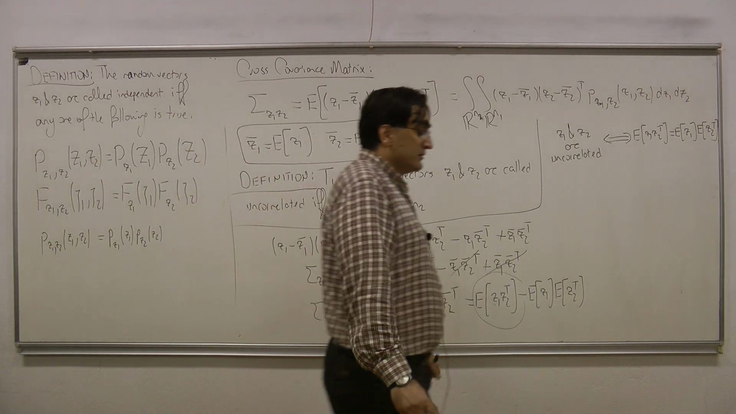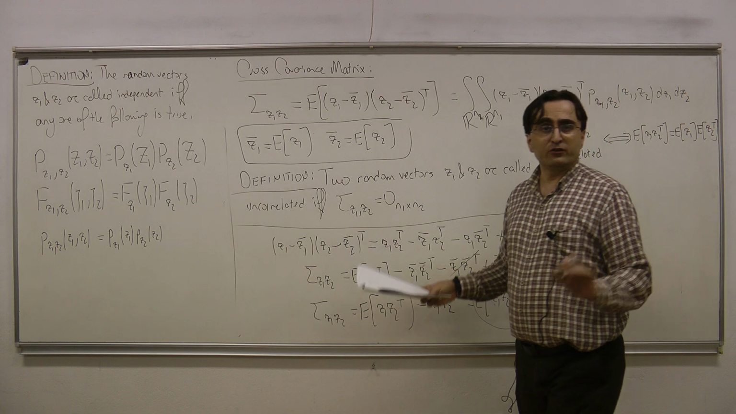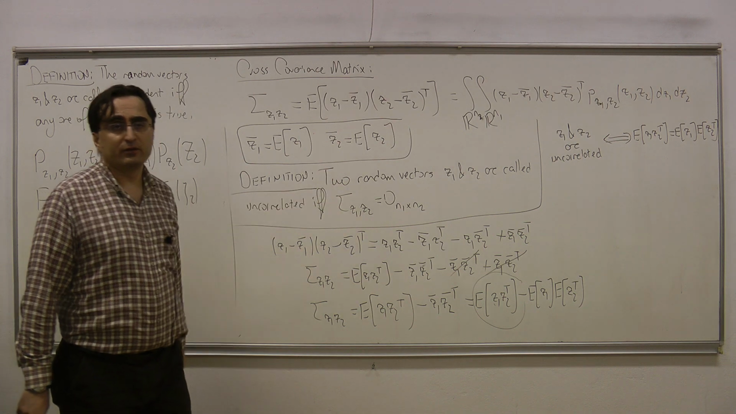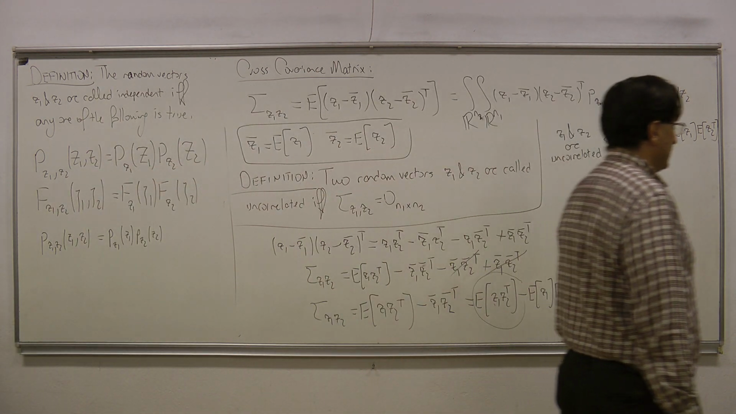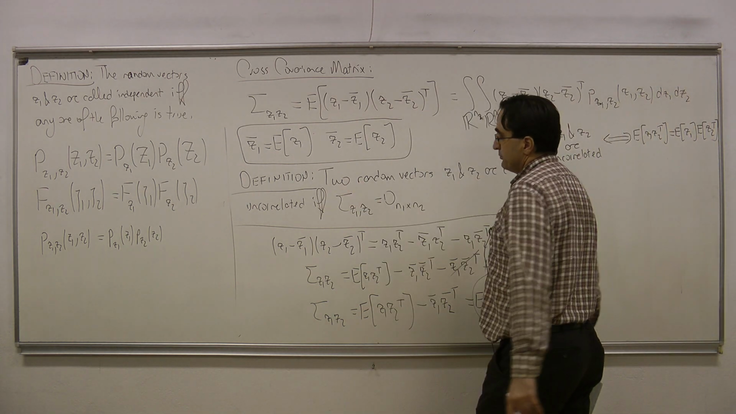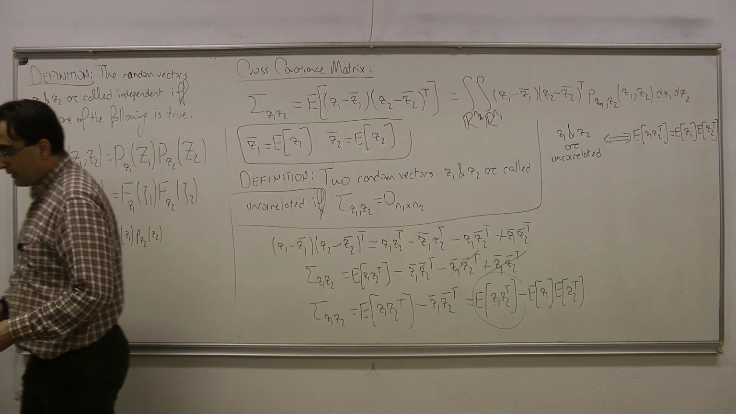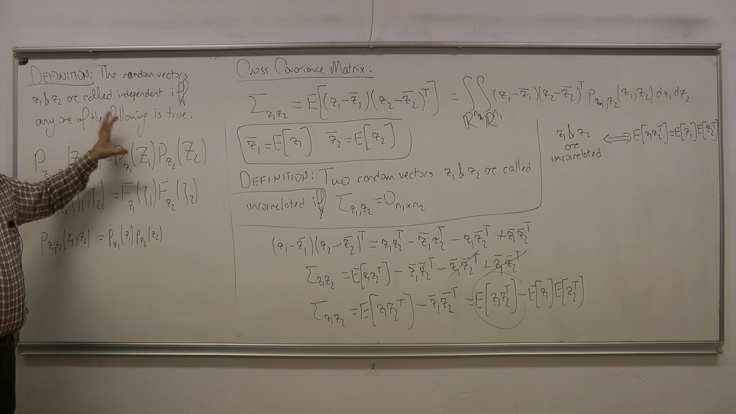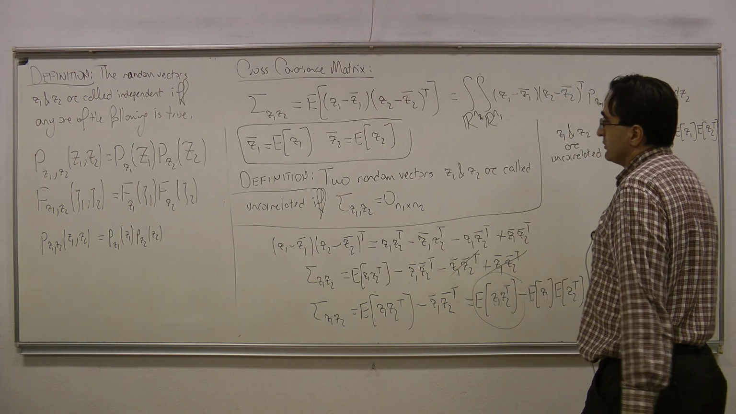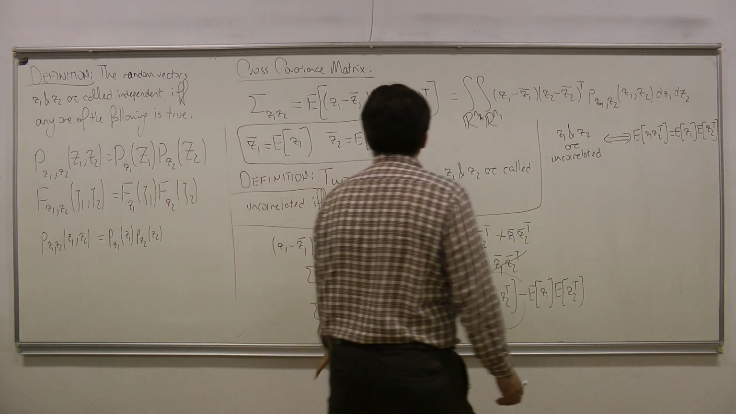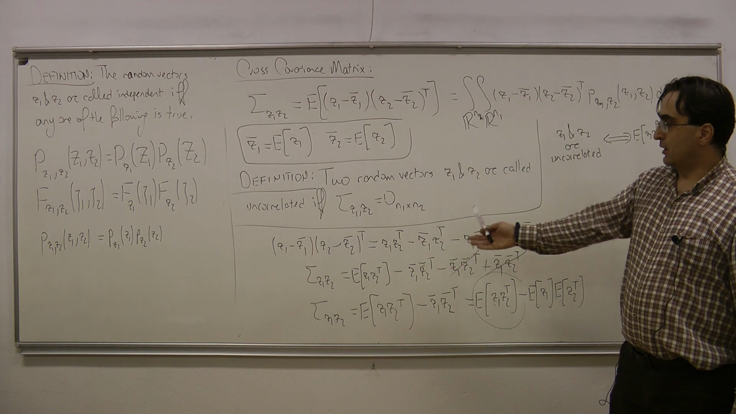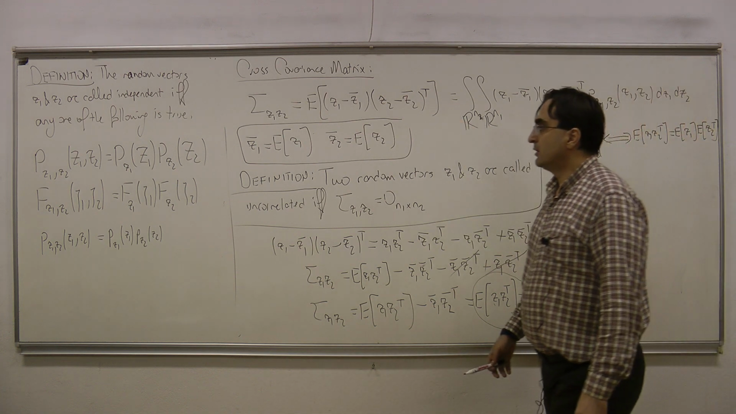So independent means absolutely no relationship between the random vectors. Uncorrelatedness is a weaker form of relation. There might still be some relationship between the variables, but it's a weak relationship. So therefore independence is a stronger condition. It requires stronger properties. And therefore I can say that independence implies uncorrelatedness. But the other implication, uncorrelatedness in general, does not imply independence.